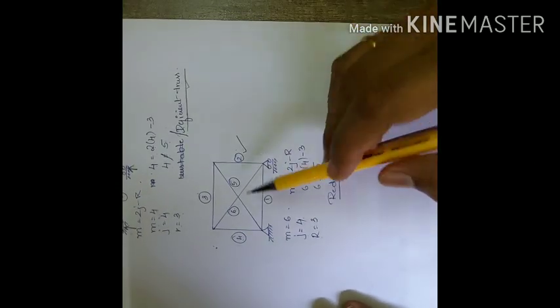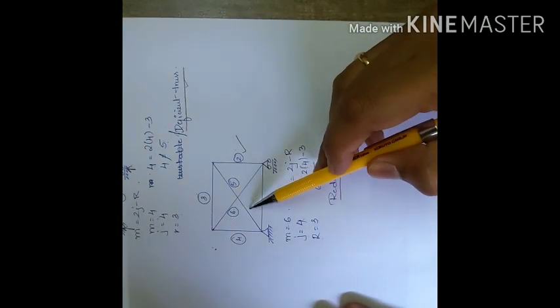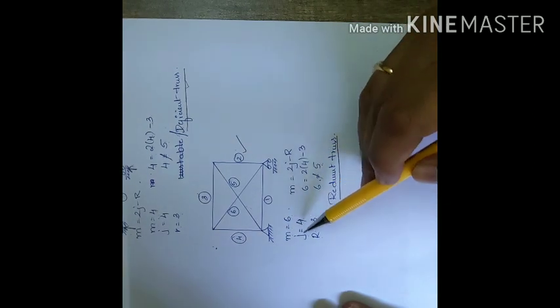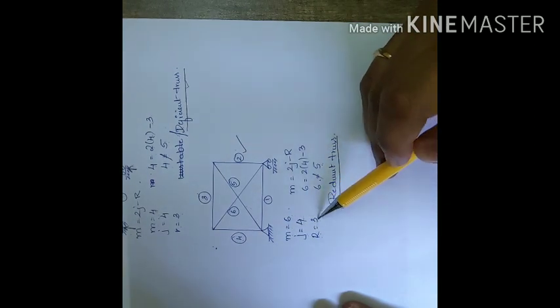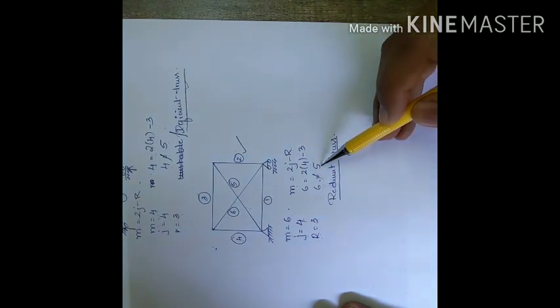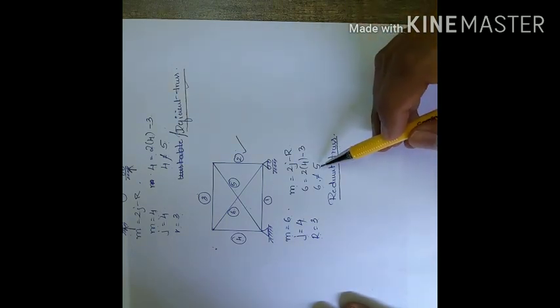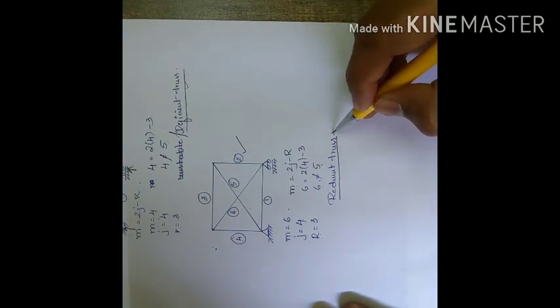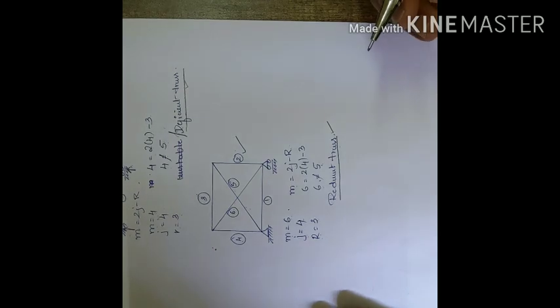Now one more example where 2 extra members have been added. So the members become 6, the joints are 4, and R is 3. Substituting in the formula, we get 5, but here the members are 6. So I can say this type of truss is nothing but a redundant truss.